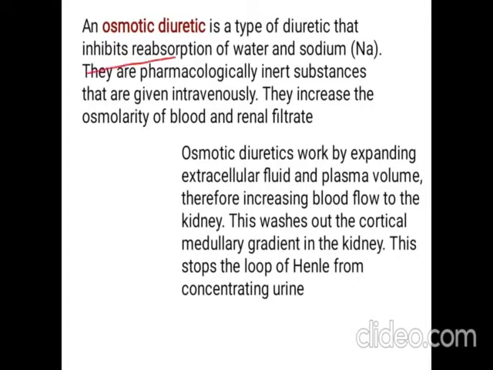So they inhibit the reabsorption of water and sodium. They are inert and they are given intravenously. They increase the osmolarity of blood and renal filtrate.